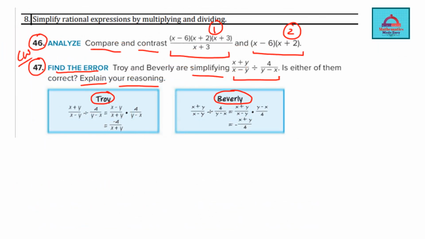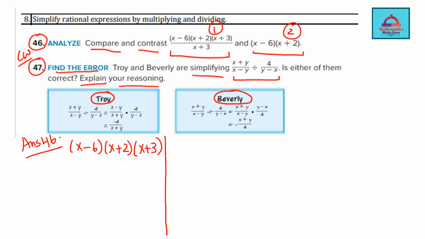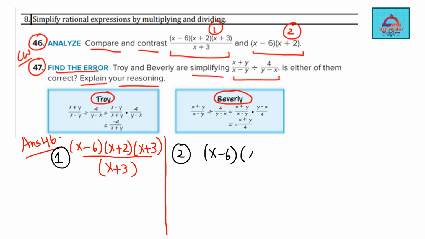Okay, so we begin with the solution for question 46 first. Because we are comparing and contrasting, I'm making this vertical line to contrast the two things. The first expression is x minus 6, x plus 2, multiplied with x plus 3. So all of this is multiplied together, three factors, and together they are divided by x plus 3. That is the first expression. Let's look at the second one. The second one has only x minus 6, one factor, multiplied with the other factor, x plus 2. So first let's see how I can simplify the first expression a little bit more.